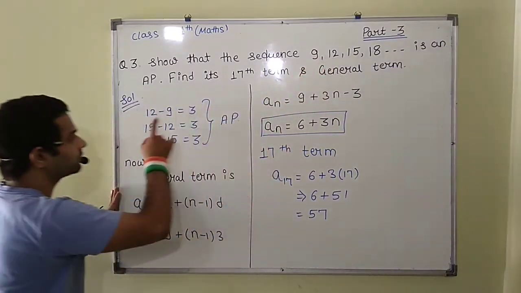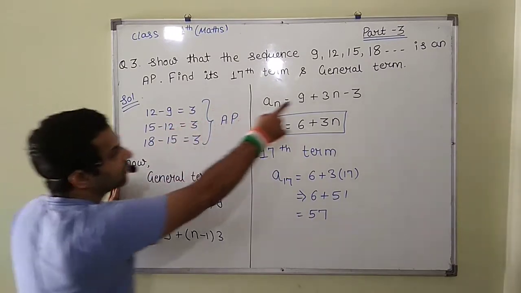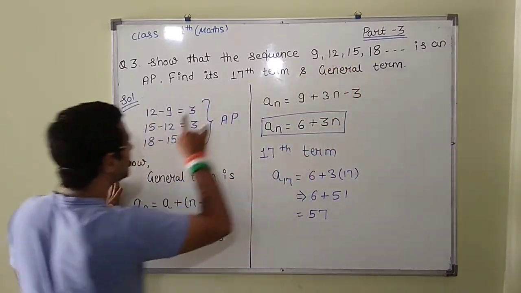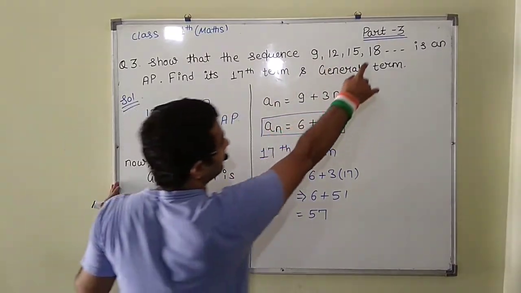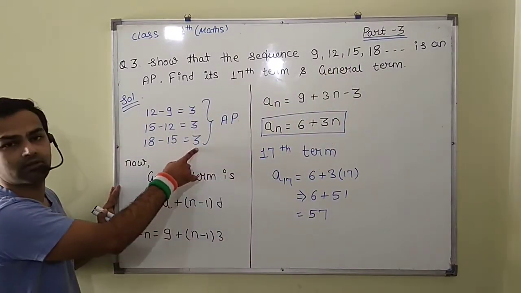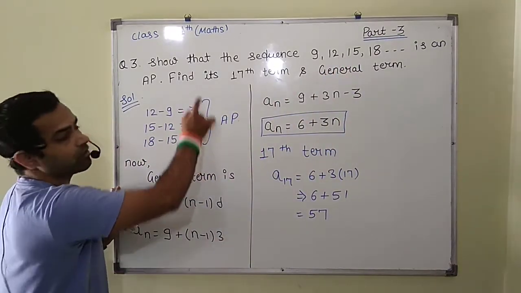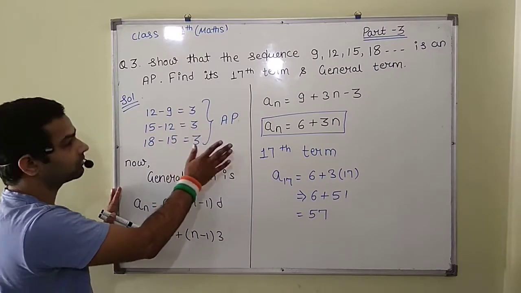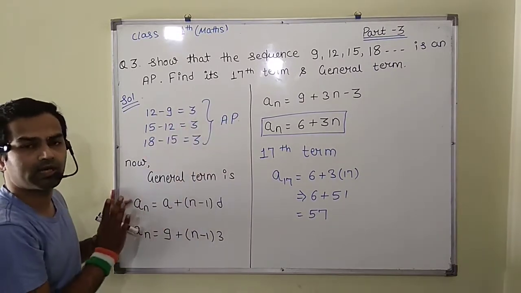So it is 12 and 9. So 12 minus 9 is equal to 3. Now third minus second, so 15 minus 12 is also 3 and 18 minus 15 is also equal to 3. It means the difference is common here. So if the difference is common, then it is in AP.